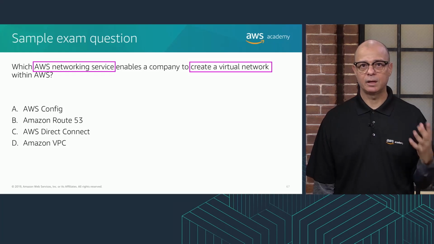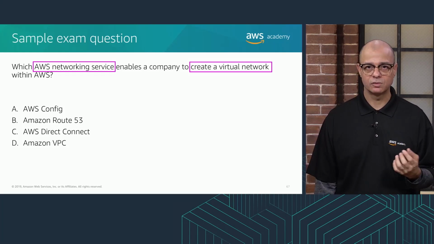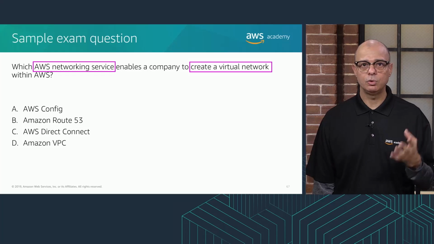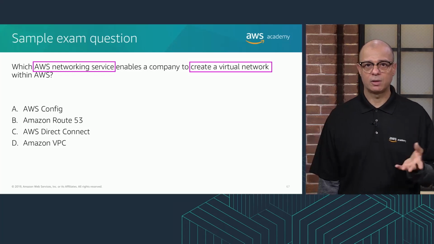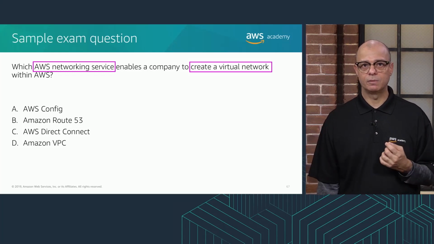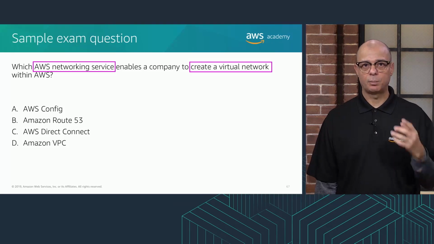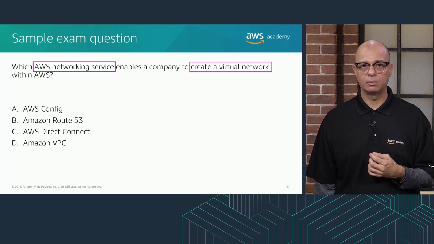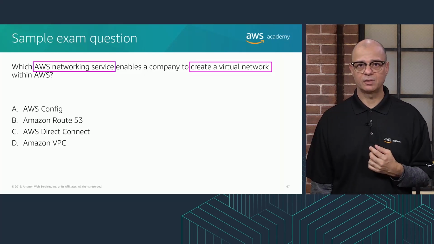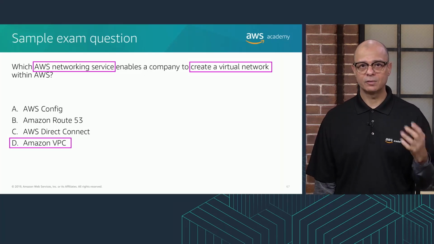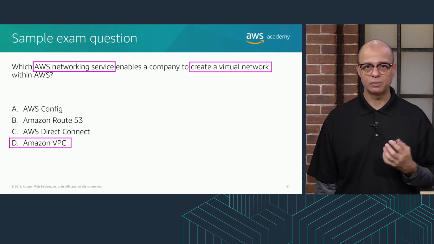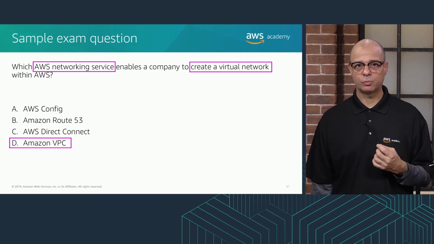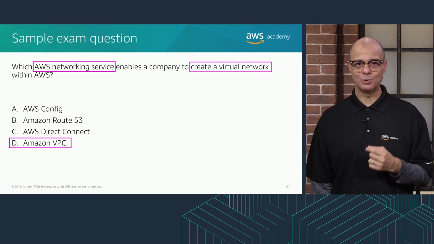While Amazon Route 53 and AWS Direct Connect are both networking services, they are not what you will use to create a virtual network within AWS. As you have learned, Amazon Route 53 is a DNS web service, and AWS Direct Connect provides a dedicated private network connection between AWS and a customer's data center. The correct answer is D, Amazon VPC. Amazon VPC enables you to provision a logically isolated section of the AWS cloud where you can launch AWS resources in a virtual network that you define.